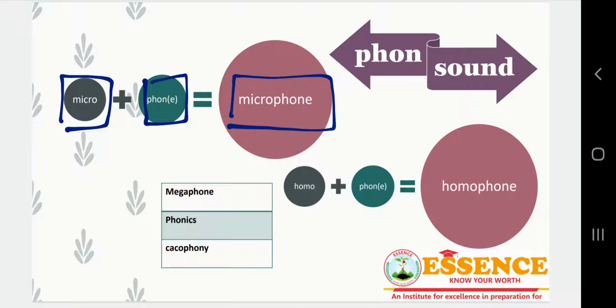You've seen those clip-on mics which are really small. What are they doing? They're used to transfer your sound to a larger mass of people. It is like a mic only, small mic, right? Even while recording this video, I'm using a microphone so that my voice is audible and clear to you. Next, we talk about homo and phone. Homo means similar and phone means sound. So words having similar sounds are called what? Homophones, right? English language is full of it.